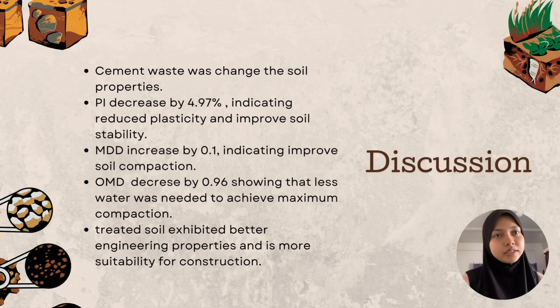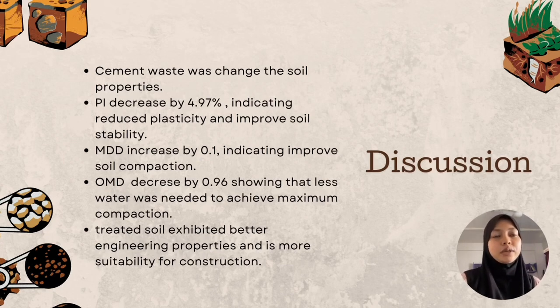Now, I will explain the discussion of our results. Based on our experiment, adding cement waste changed the properties of the soil. First, the plastic limit decreased by 4.97%. This means the soil becomes less plastic and more stable. Next, the maximum dry density increased by 0.1. This shows that the soil could be compacted better, making it stronger and denser.